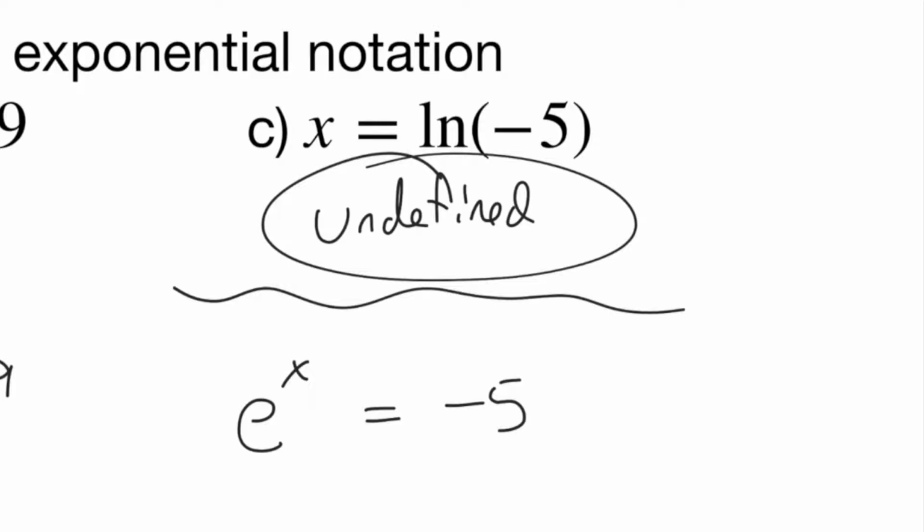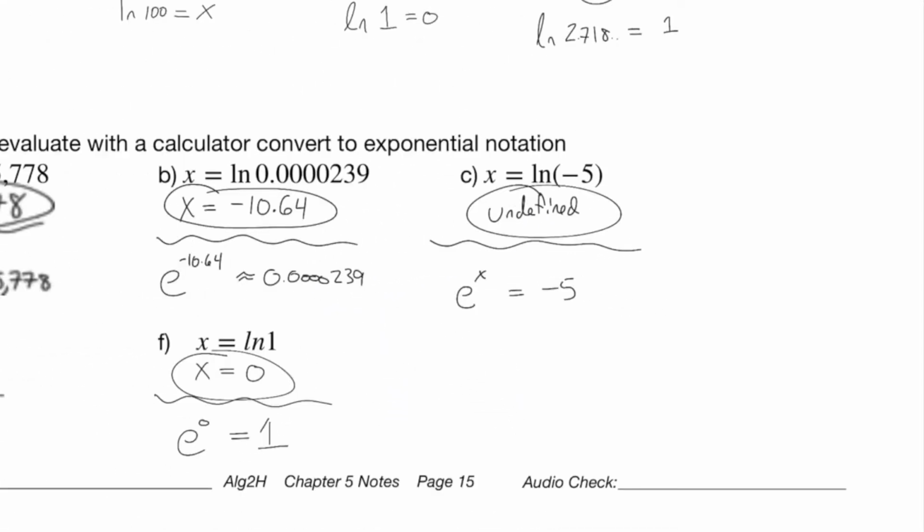What's the natural log of negative 5? That means what exponent would you need in order to produce a power of negative 5? Well, that's undefined. There is no answer. There's no exponent that you could put on top of e to produce negative 5. And you can see there's no solutions to this. So therefore, the natural log function is undefined.